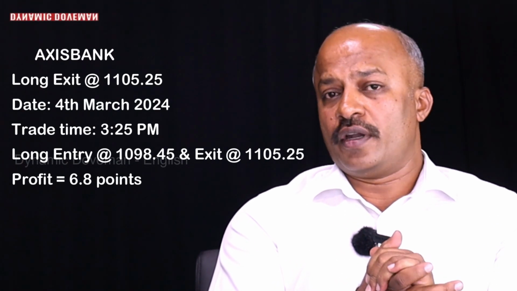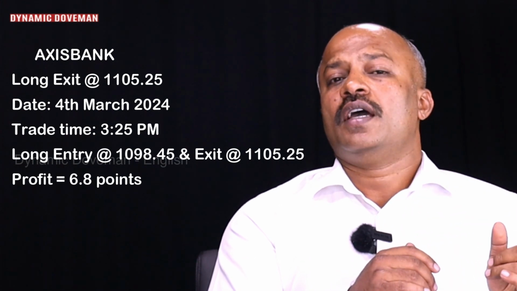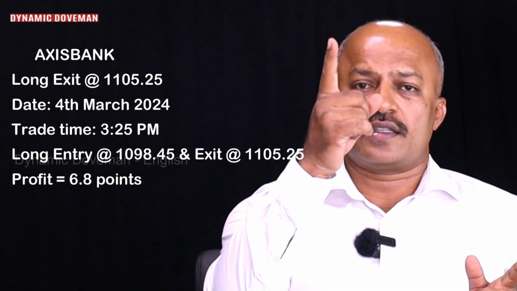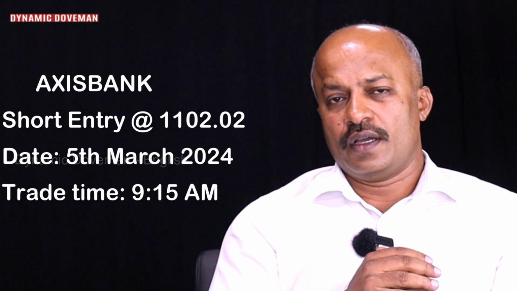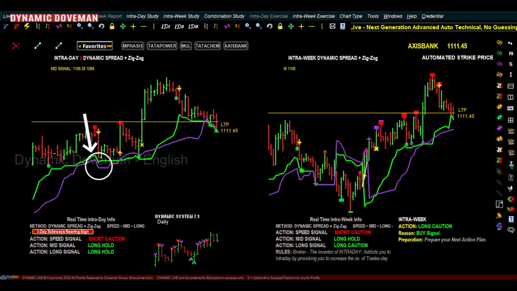First of all, the previous day when the exit happened, at what price did we exit? The exit happened at 1105.25. All right, we had bought it at 1098.45, exited at 1105.25, and on 5th of March we are taking a short entry, and this is at 1102.20. All right, so the short is taken, and once the short entry is taken, from there the price started decreasing.